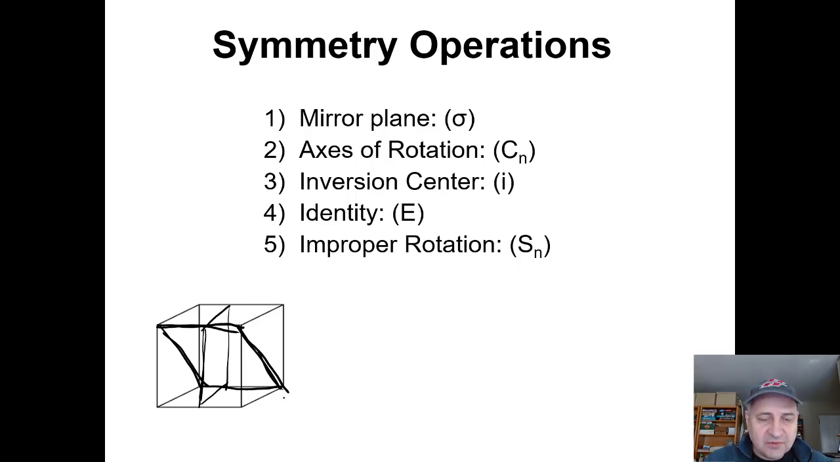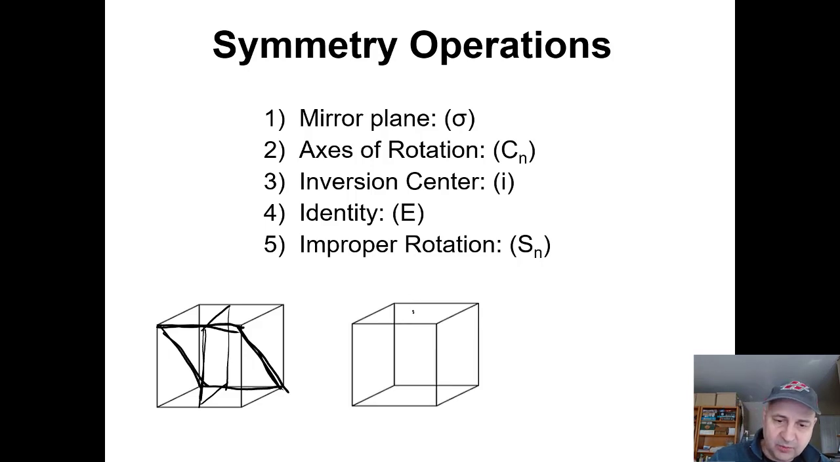Axes of rotation: if you can put an axis anywhere through this box, we can put one through the center here. That would be a 4-fold, a C4, but we also have C2s, so we can have one through here, or we can actually have C3s that go through here. Okay, and that's important, that we differentiate between the different axes of rotation.